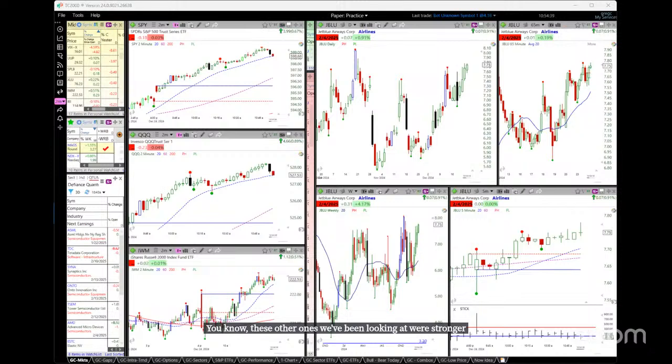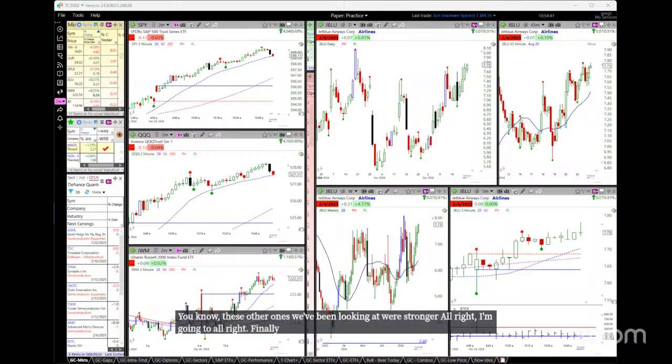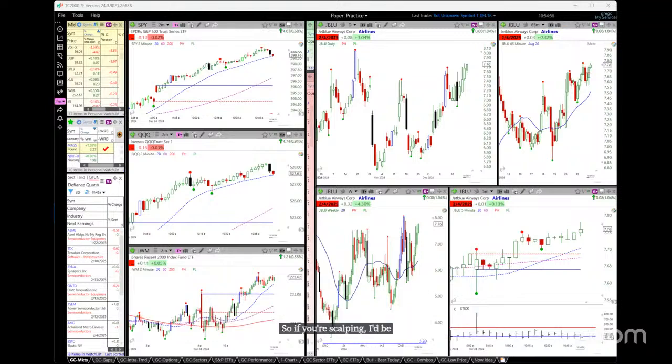All right, finally we got a wider 5-minute red bar. I mean, the bar is not done, but it's the widest red real body I've seen the entire morning. So if you're scalping, I'd be trimming in the strength here. I'm gonna leave a few minutes early right now.